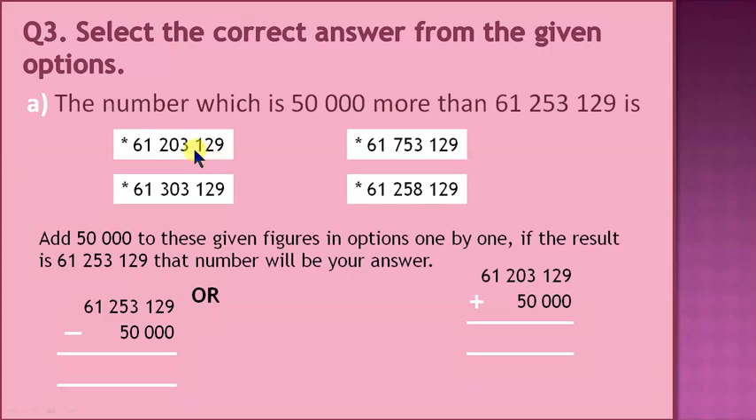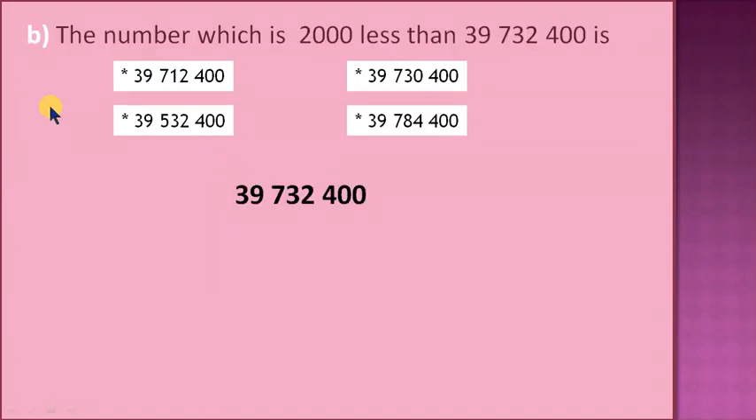So the answer is 61,203,129. Yes, the number which is 2,000 less than 39,732,400 is dash. So simple, very simple. Less than means that you have to subtract 2,000 from this value.